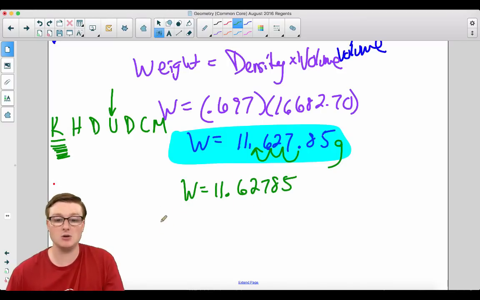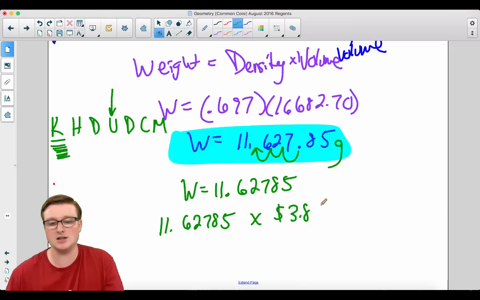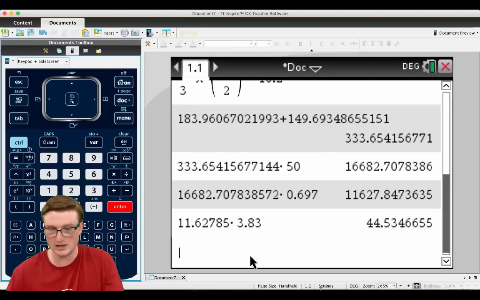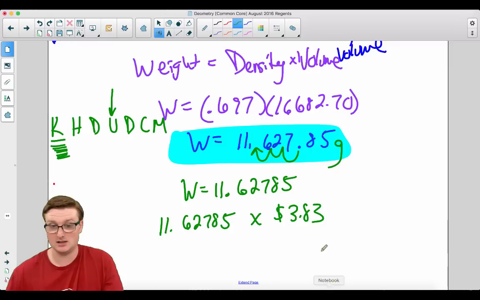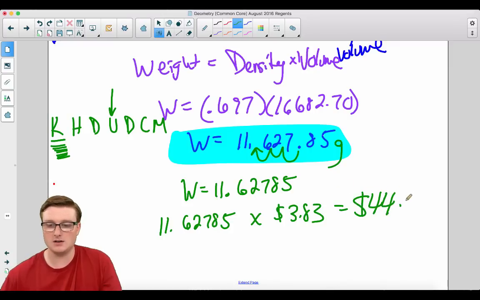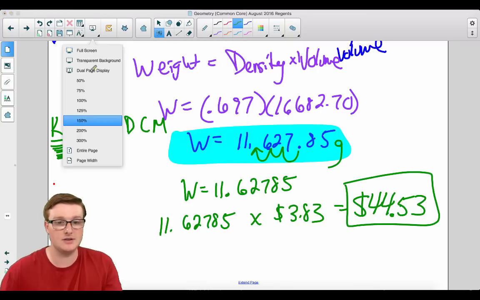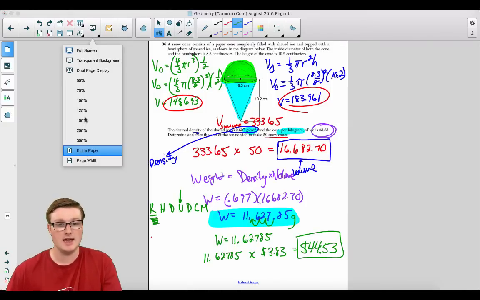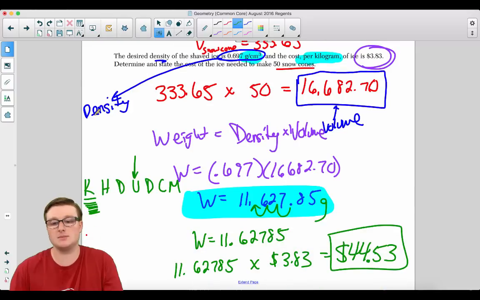So your weight in kilograms is 11.62785. So now I'm going to take 11.62785 and multiply that by $3.83. Okay, so now I'm going to take that number, 11.62785 times $3.83. It's going to cost you $44.53. Well, that is the cost of making 50 snow cones. And that, ladies and gentlemen, is how you do question number 36.